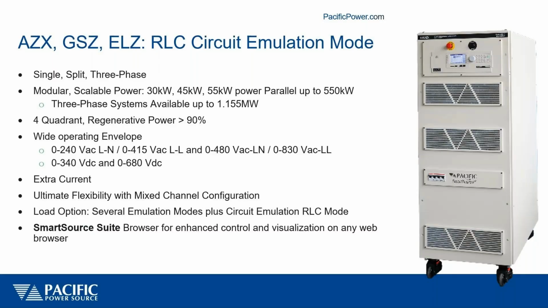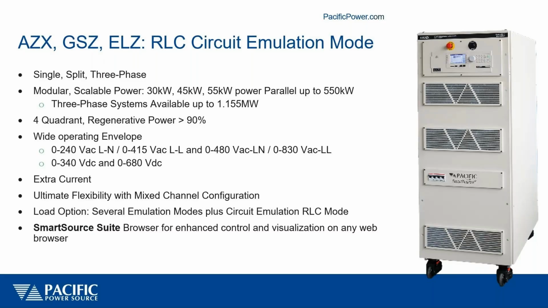It's a full 4-quadrant regenerative power with a 90% efficiency, so most of the power will be able to be returned to the grid, especially convenient for load applications where you are absorbing a lot of power, so you're not wasting it by burning it off, but you're actually returning most of it back to the mains. So that will save quite a bit of energy over time.